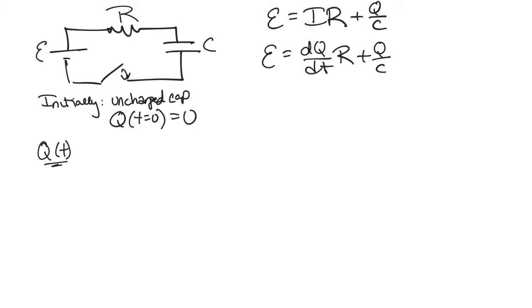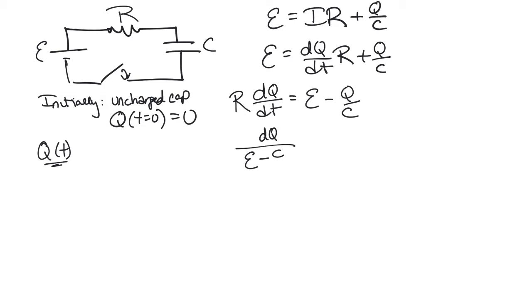So let's get dq dt by itself. So our dq dt is the EMF minus q over c. And then let's get all the q's on one side and all the dt's, and we'll throw the 1 over r over there as well. Okay, so that is how we separate our variables. And now I look and I say, ooh, I need u sub.